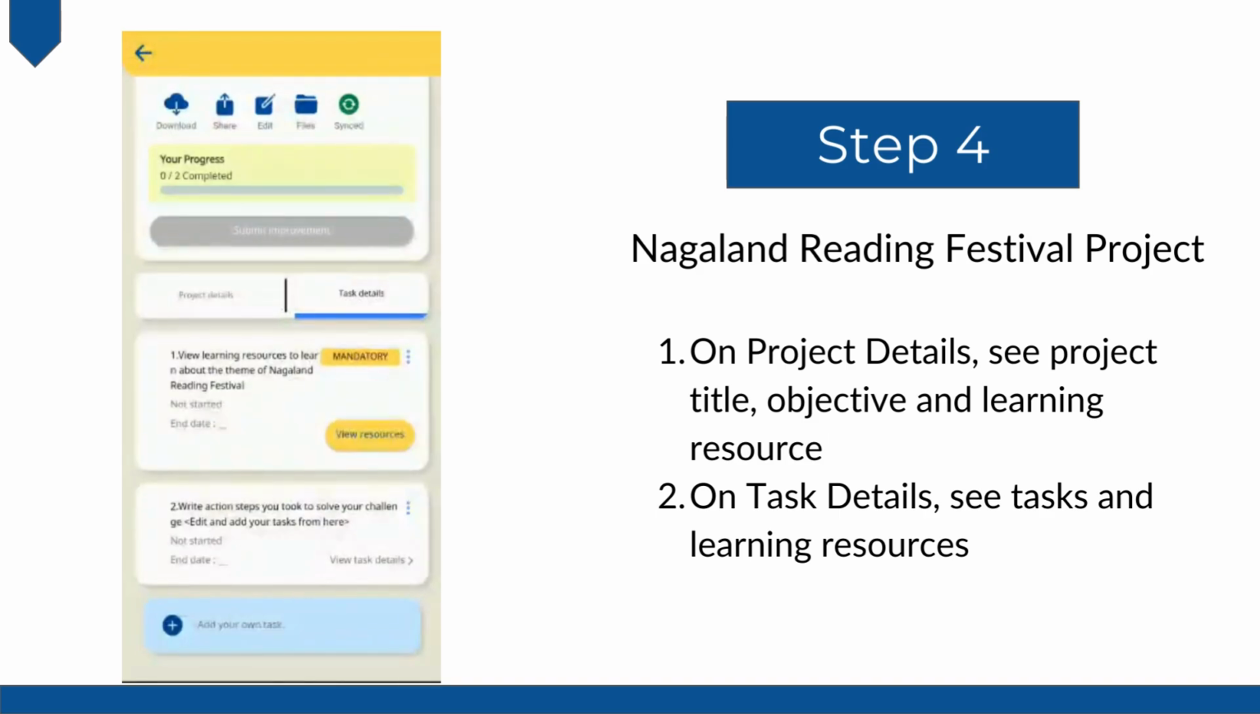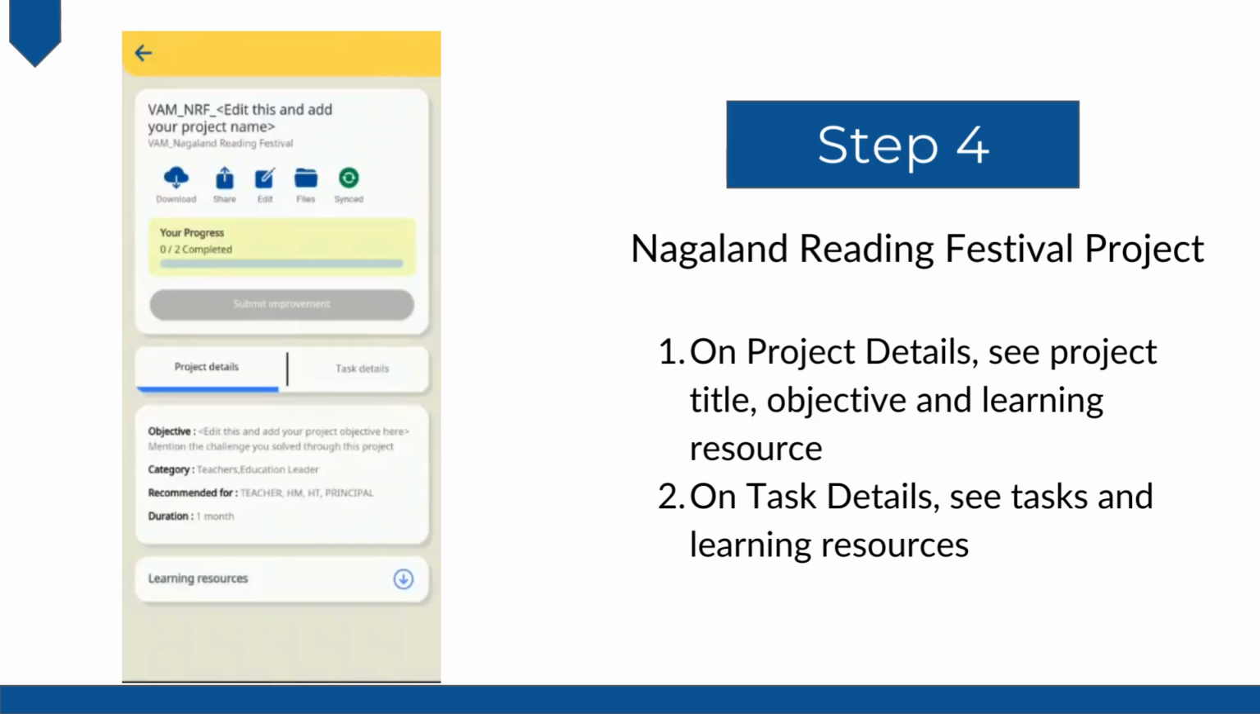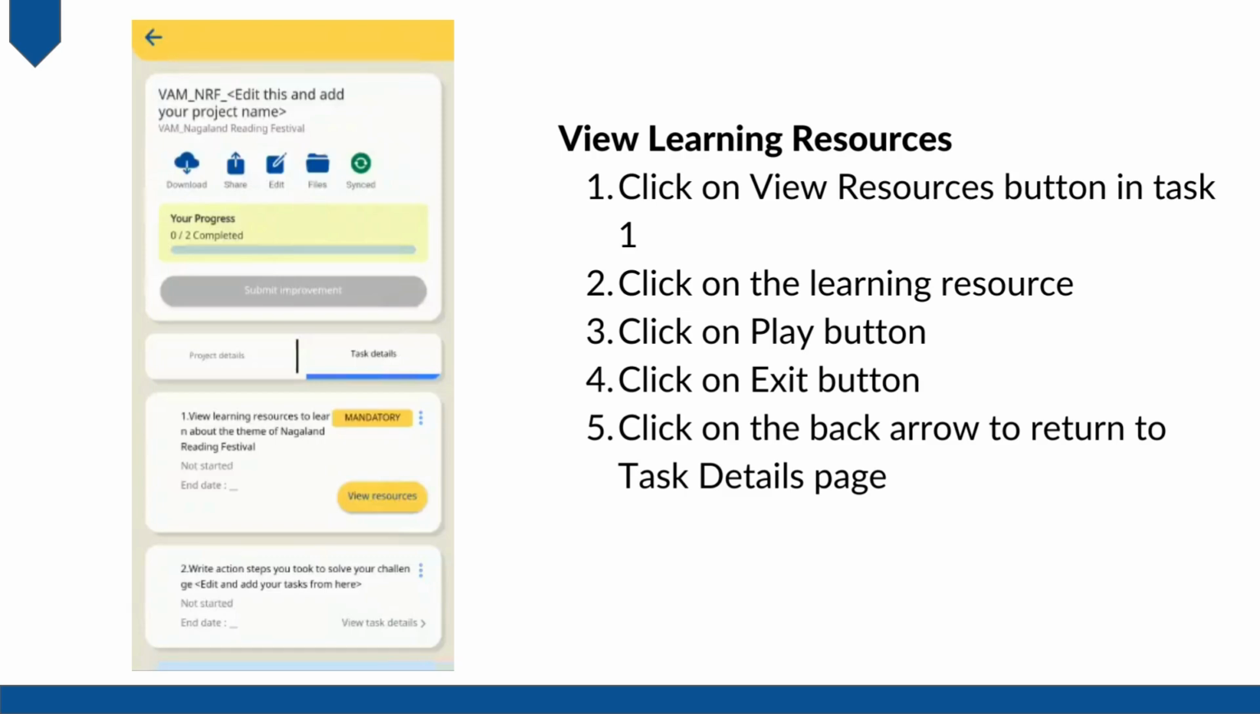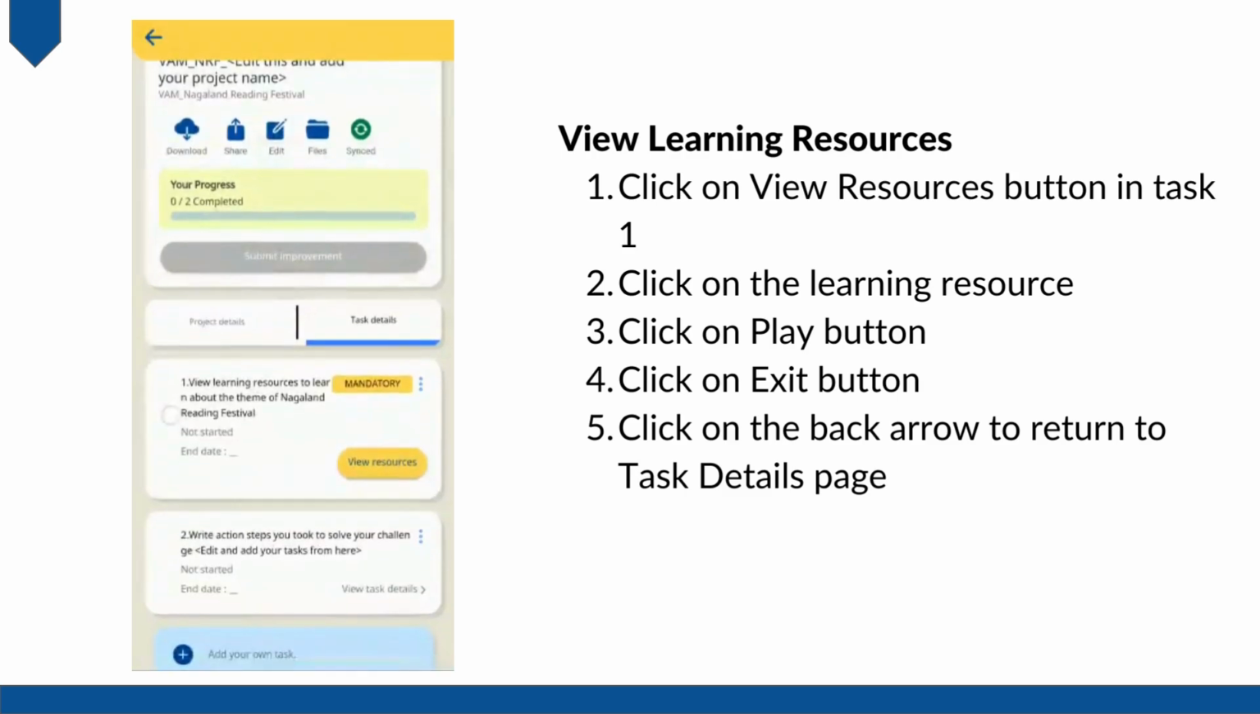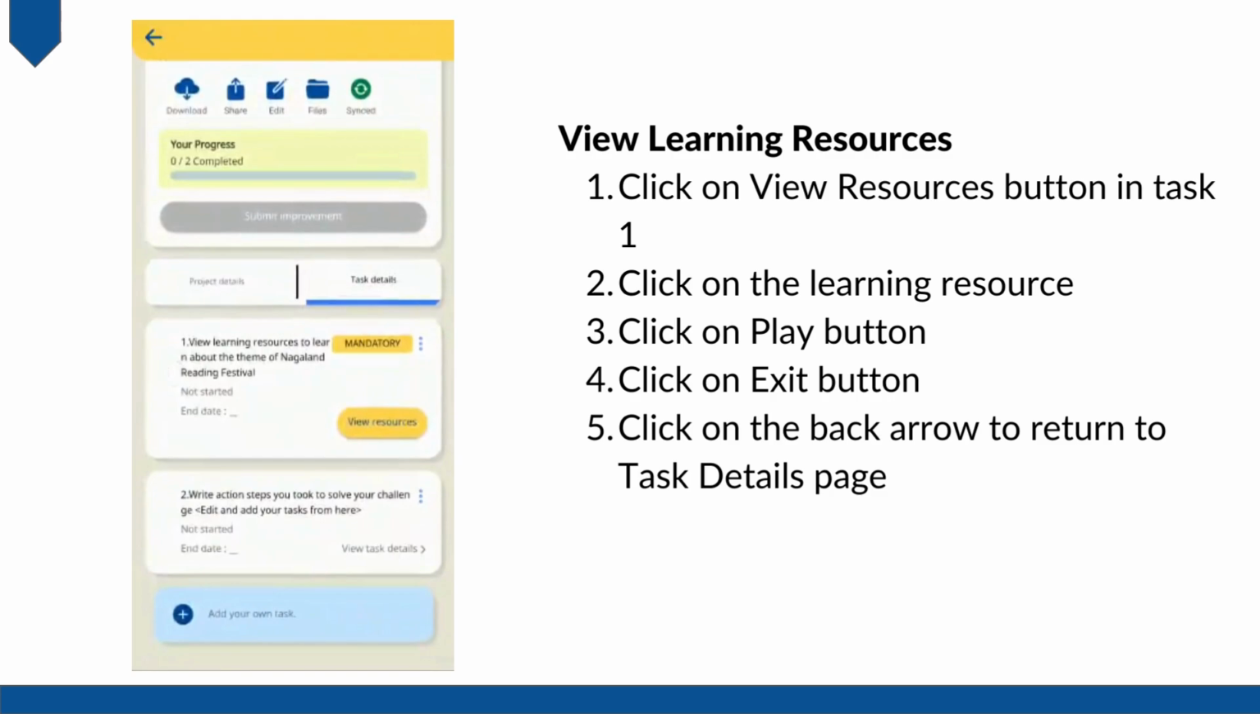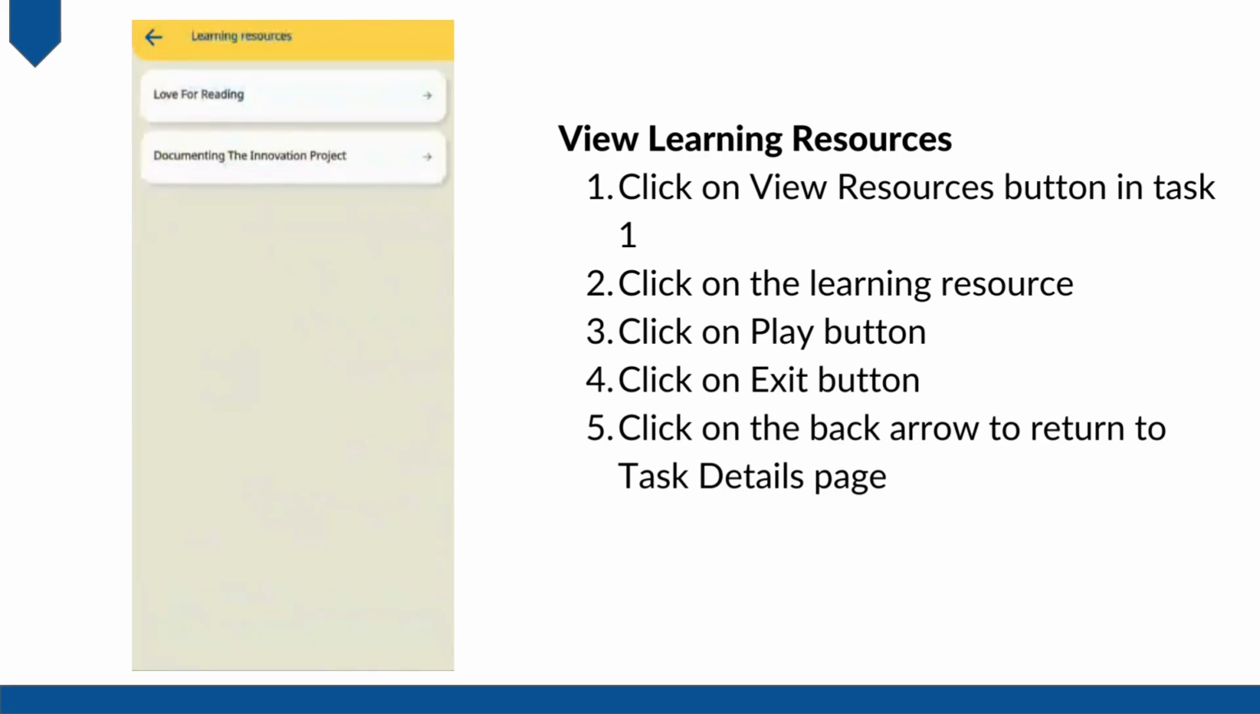Task 1 is about learning resources for Nagaland Reading Festival, whereas task 2 is where you will add your action steps for the project. Before you start documenting your project, you can go and read all the learning resources to understand the theme of Nagaland Reading Festival. Click on the View Resources button on task 1. This will show you 2 learning resources. One is a video on love for reading and second is a guide on how to document your project.